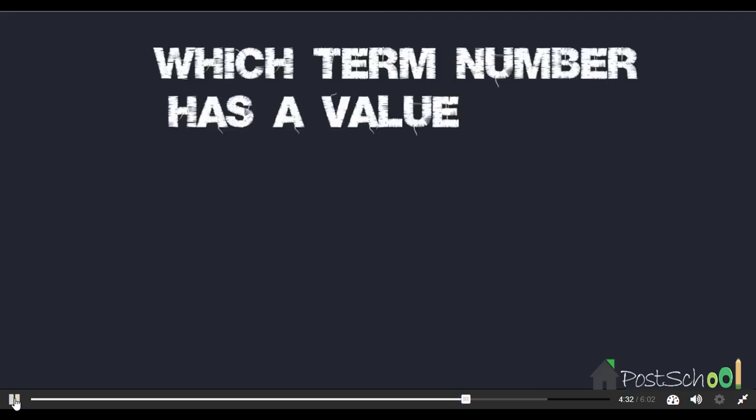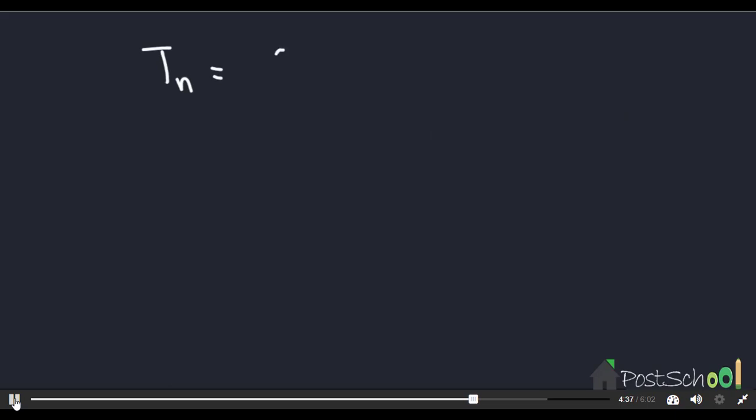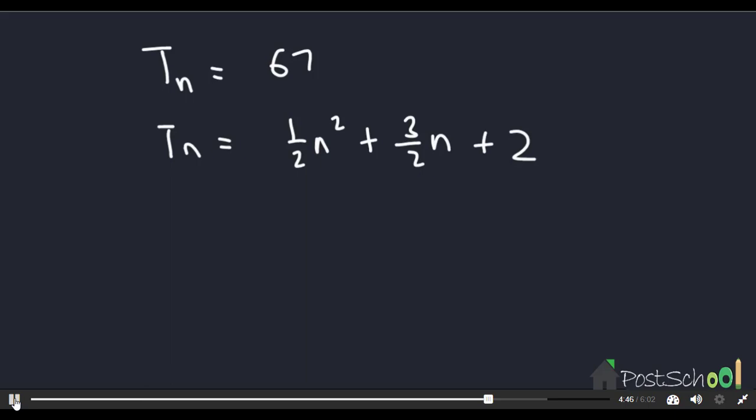You can use Tn to find the term number of certain term values. For example, I can ask a question: which term number has a value of 67? So that's going to be Tn equals 67, and my formula for Tn is half n squared plus 3 over 2n plus 2. I'm going to substitute 67 here and say 67 equals half n squared plus 3 over 2n plus 2. What am I doing? I'm given 67 as a term value, I want the term number.